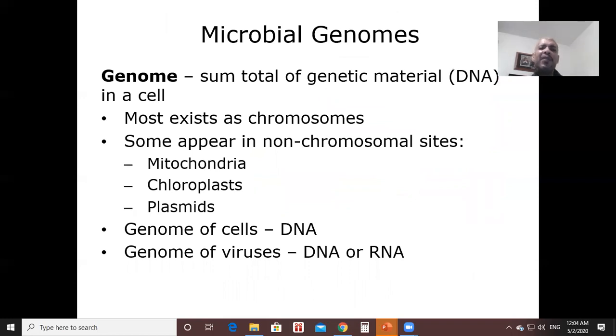So the genome is the sum total of genetic material or the DNA in the cell. So most exist as chromosomes for DNA. Some appear as non-chromosomal sites, like in the mitochondria, chloroplast, and plasmids. The genome of cells is DNA. Genome of viruses is DNA or RNA.